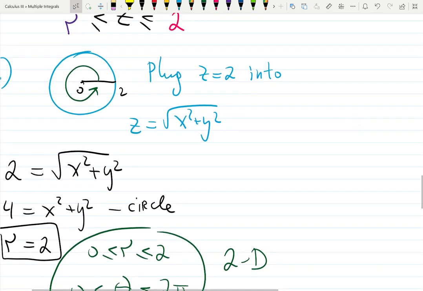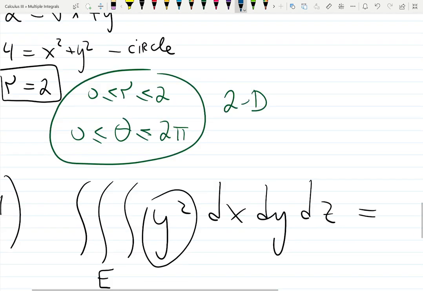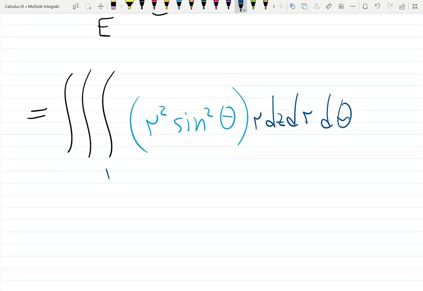So z is changing from r to 2. Let's go back and see. R is the smaller location, that's the cone part in 3D. 2 is the cut line, the cut plane. R in 2D is changing from 0 to radius 2. Theta is the whole rotation in 3D, in 2D, rotation of the circle from 0 to 2 pi.